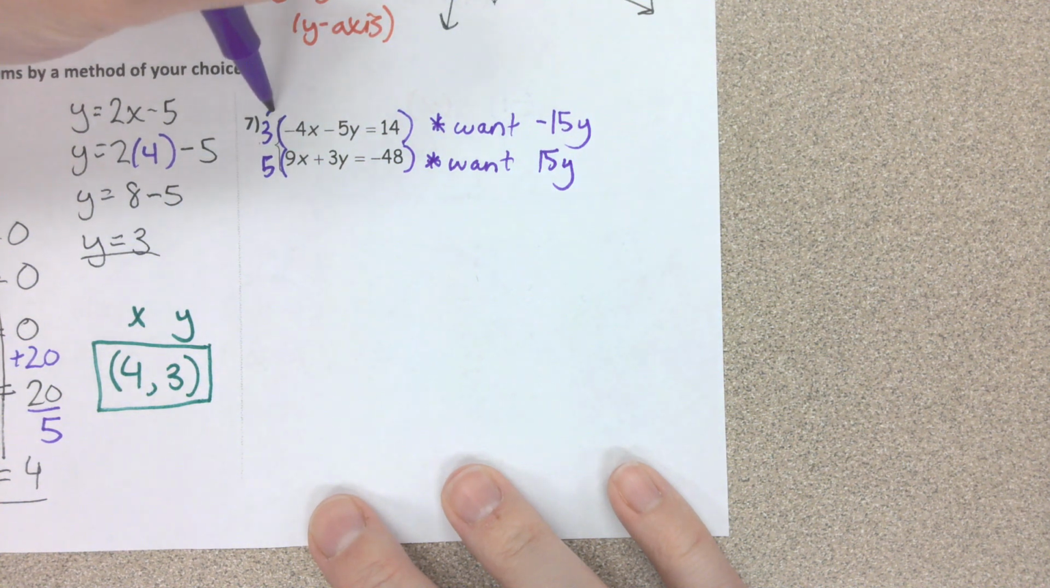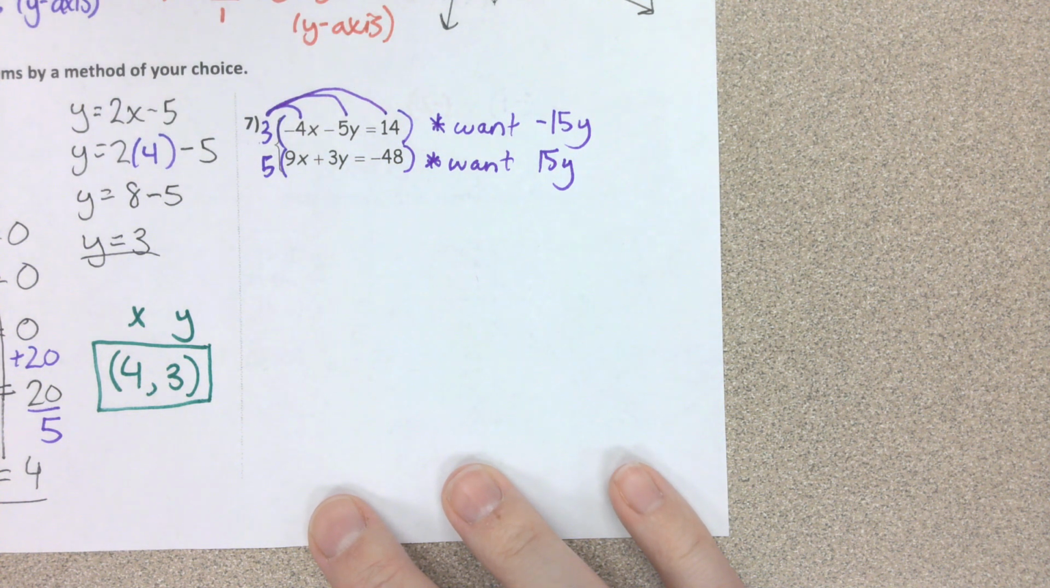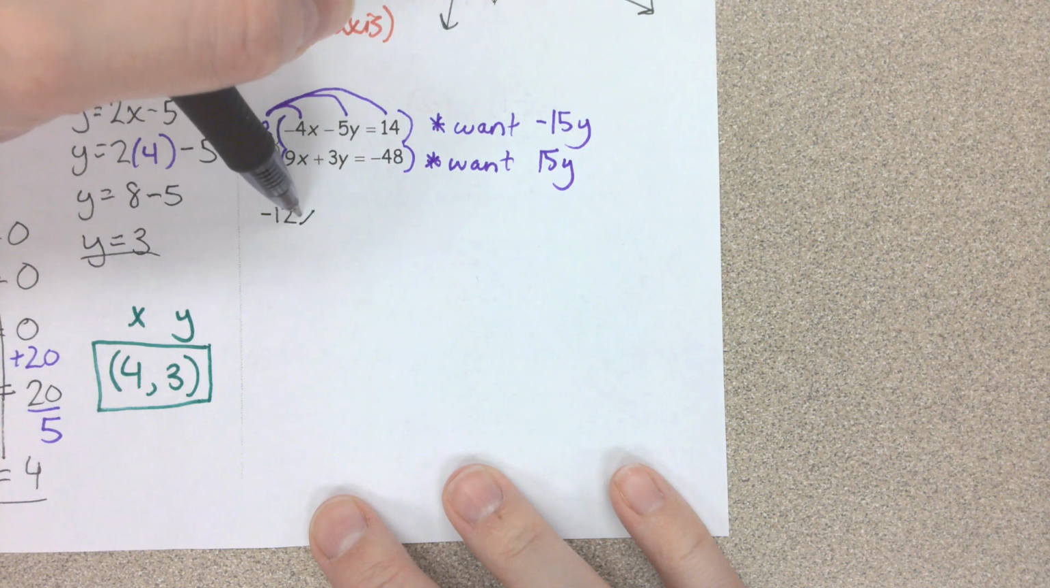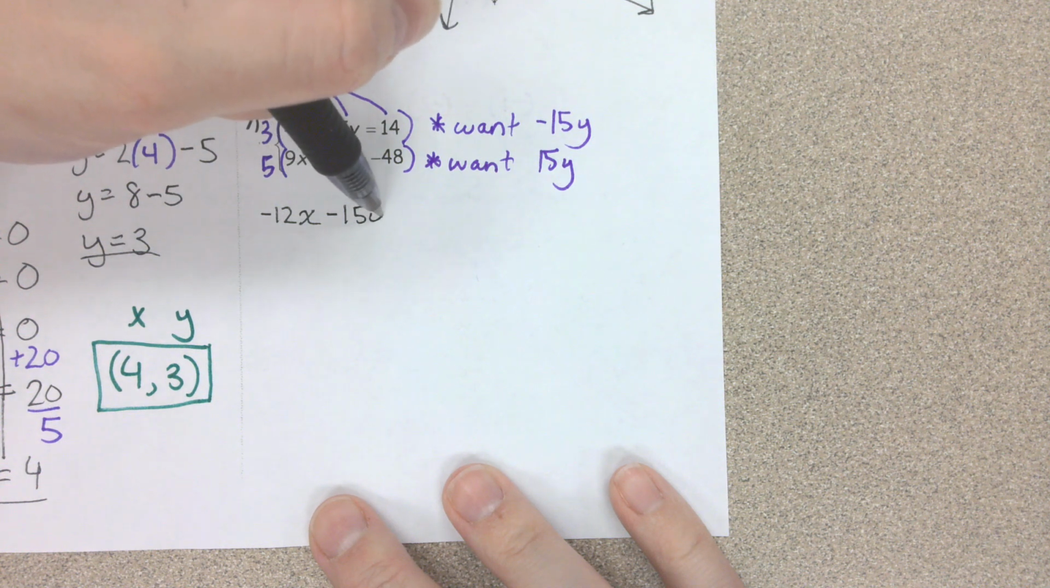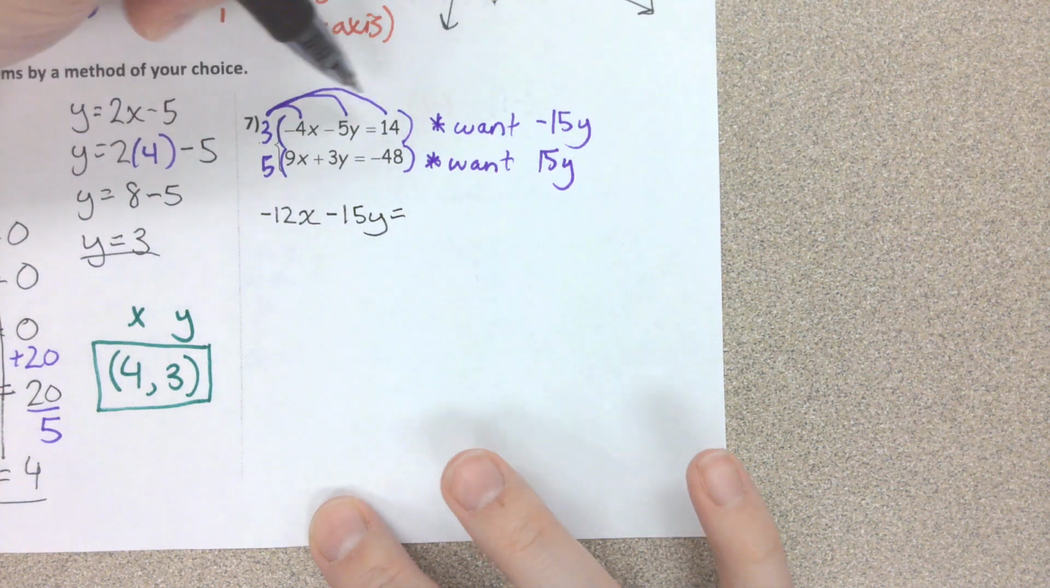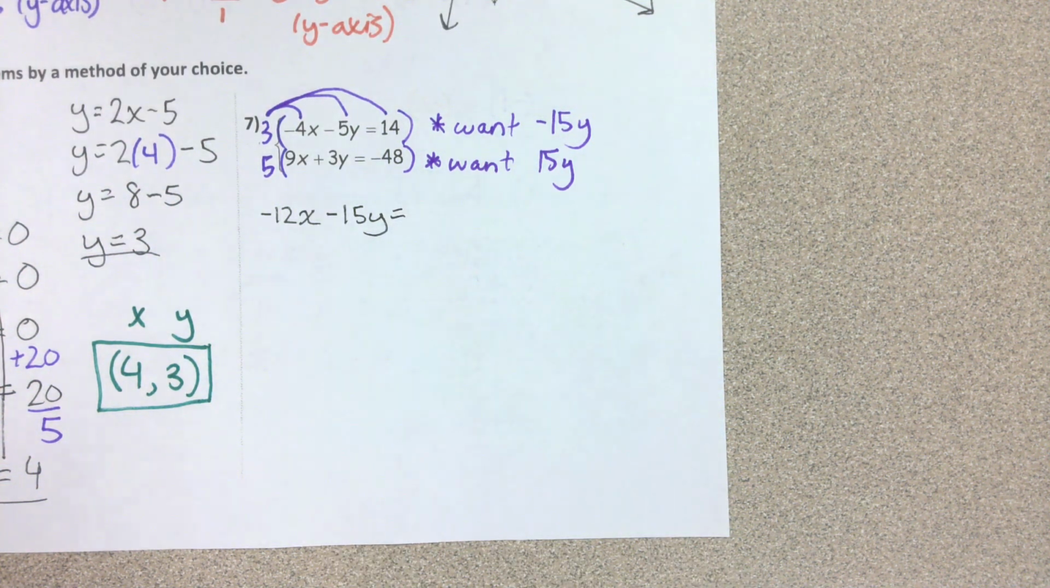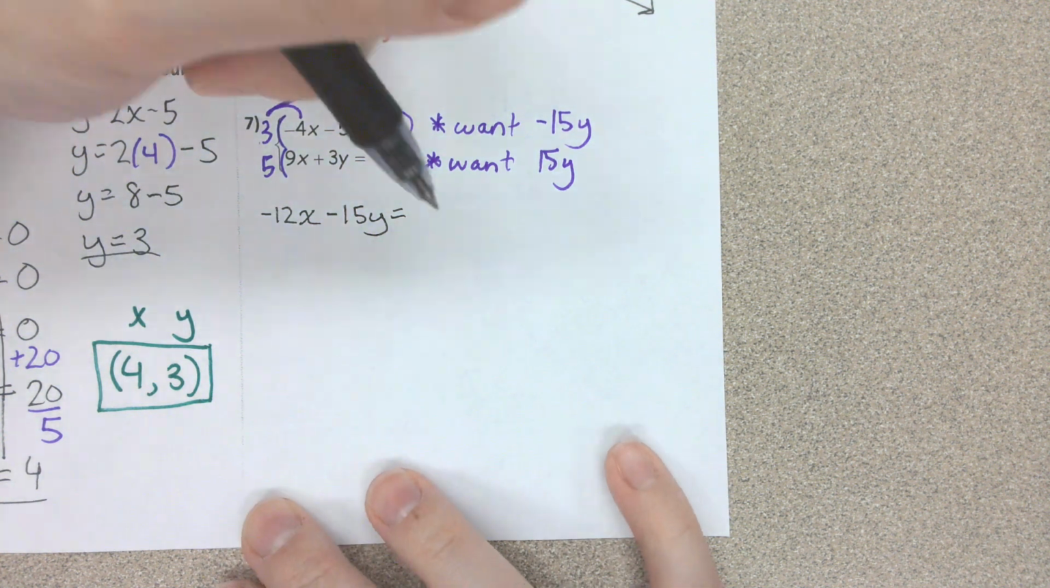All right, I'm going to distribute on the top. Remember to fully distribute. 3 times negative 4x is negative 12x. 3 times negative 5y is negative 15y. Equals 14 times 3. I believe that's 42. Let me check real quick. Yes. Positive 42.